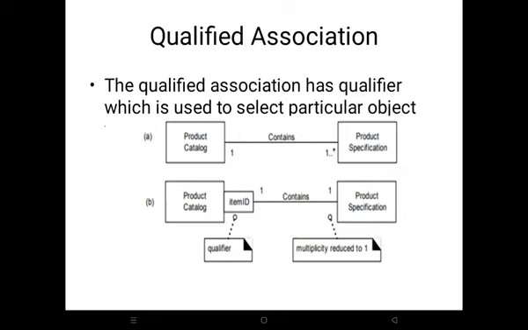With the help of the qualifier, we select a particular object from a set of objects, which is called a qualified association. The qualifier we are using is called the item ID. The qualifier is a very important term. A qualified association is nothing but a qualifier used to select a particular object. Here the item ID is the qualifier.